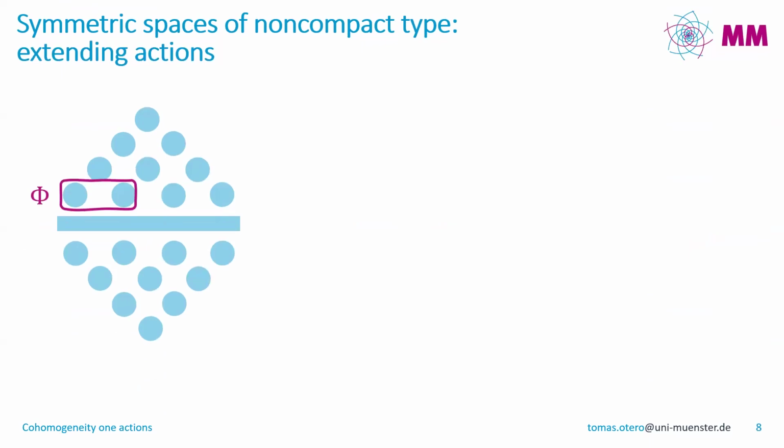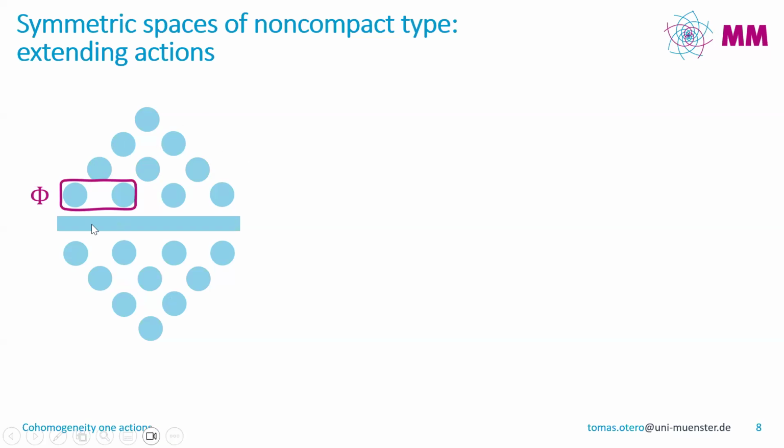originally introduced by Berndt and Tamaru, which is that you can, under some circumstances, extend actions from lower rank symmetric spaces, where it might be easier to construct actions with singular orbits, to actions on higher rank ones. So we start with a symmetric space.